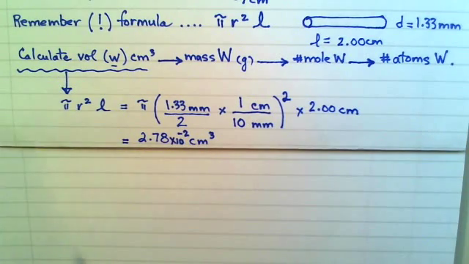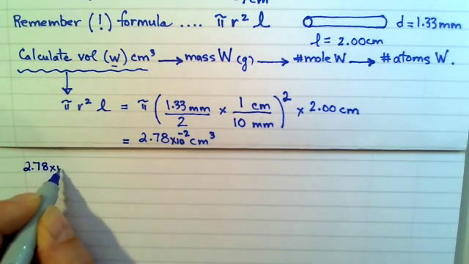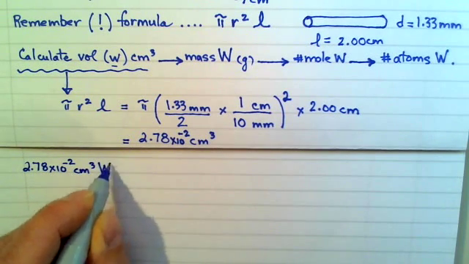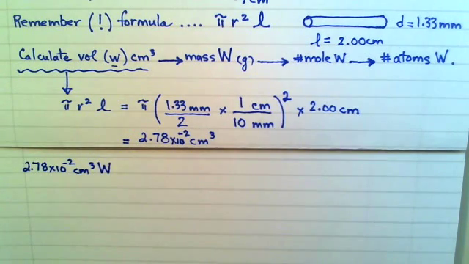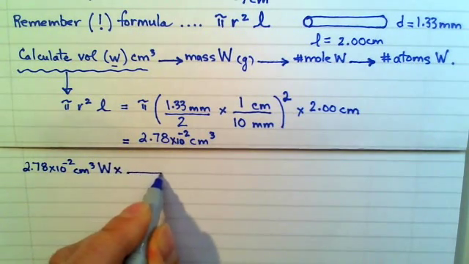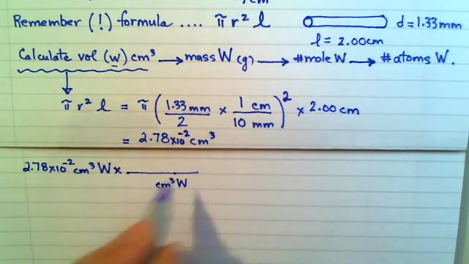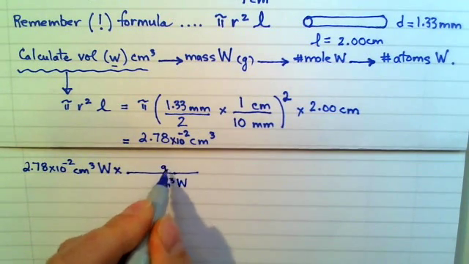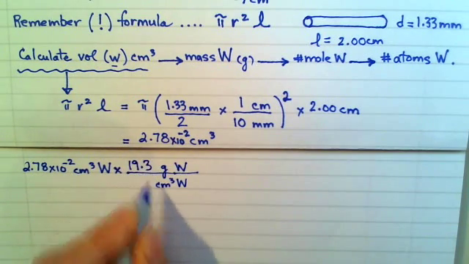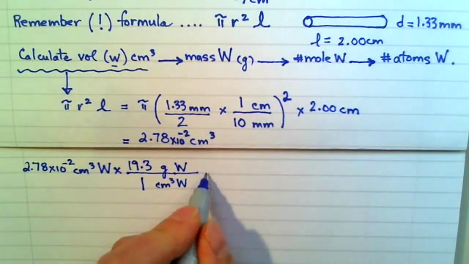So if I look back at my conversion pathway, I'm now supposed to take my volume, 2.78 times 10 to the minus 2 cubic centimeters, and it's a volume of tungsten. And I want to convert it to mass. So I'll use the density as a conversion factor. I want to get rid of cubic centimeters of tungsten and introduce my unit of mass in grams. My density tells me that I have 19.3 grams of tungsten in 1 cubic centimeter of tungsten. So that brings me to mass.